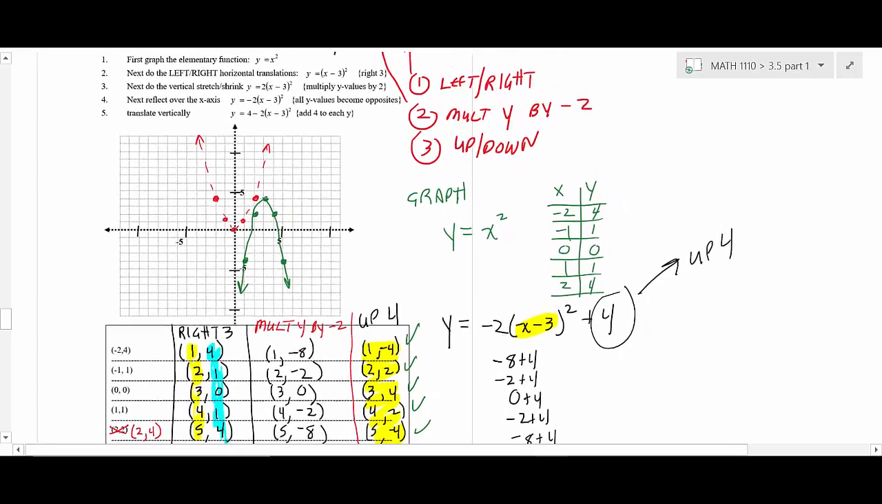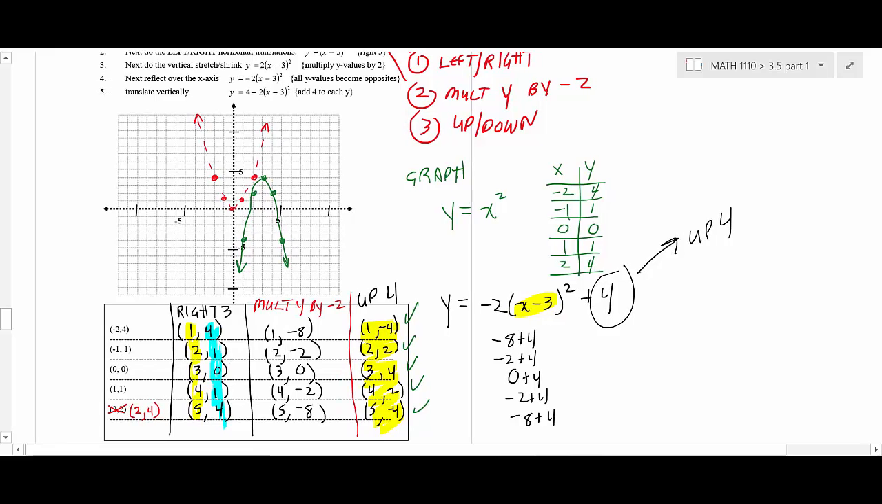Now I want you to see if you can see all these transformations in this problem. Look at this point right here. Did that move over to the right 3? Yeah. Did everything reflect? Yeah, you can tell that. Does it look skinnier? It actually is. It's hard to see, but this thing has been stretched vertically, and then everything's been moved up 4. So every point has been moved to the right 3, moved up 4, turned upside down, and stretched. Does that make sense to everybody?